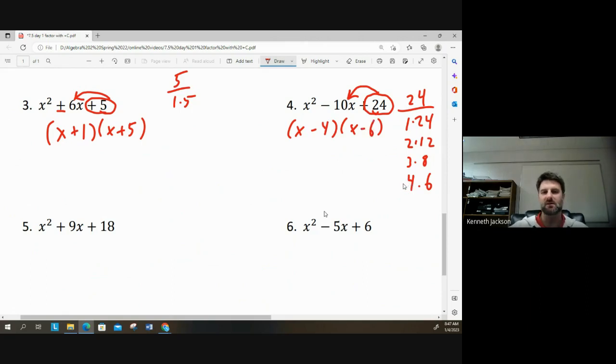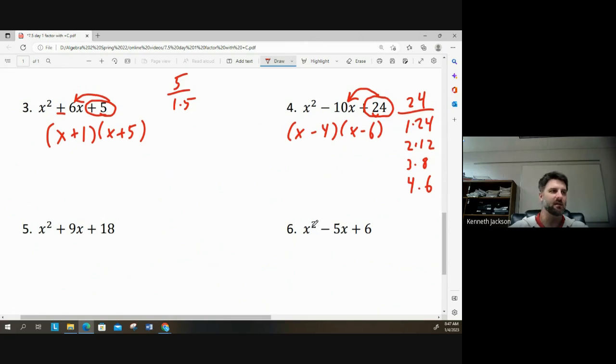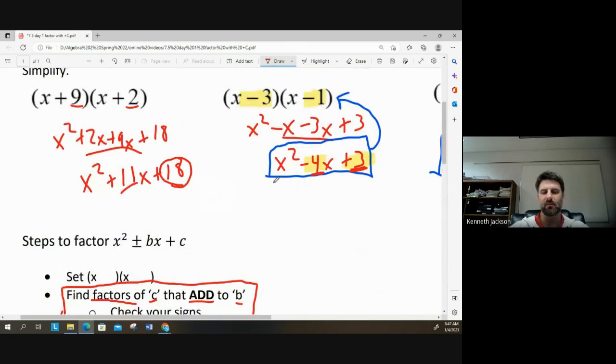It's a simple numbers game, and we can play this numbers game based on how these things get put together. When we distributed these out, we ended up with those polynomials. And there's a pattern that takes place. Numbers that multiply to C and add to B.